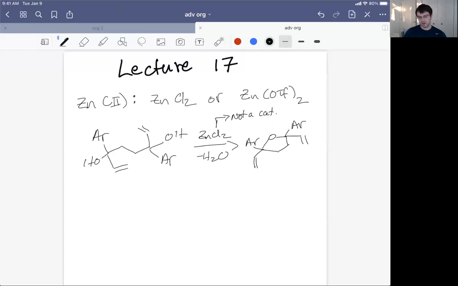It's fairly common with our Ar groups and our alkenes present, and Ar is just aryl, just some sort of aromatic ring. Could be a benzene. It could be a benzene with a methoxy group on it or something. It just kind of depends. So zinc chloride, or zinc 2+, excuse me, will react with the oxygen. It doesn't matter which one because of symmetry.